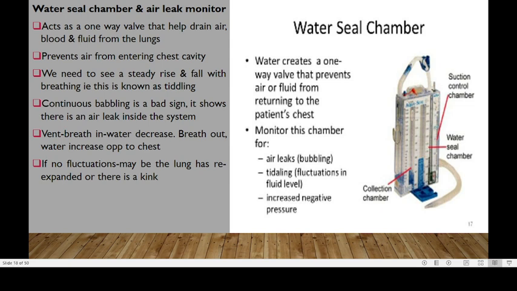On the vent, we know that when you breathe in, water decreases. When you breathe out, water increases. Remember, this will be opposite for a chest tube. If there is no fluctuation, maybe the lung has either re-expanded or there is a kink. So the water creates a one-way valve that will prevent air or fluid from returning to the patient's chest. As you continue with the procedure, you need to monitor for air leaks through the bubbling, the tidaling, that is fluctuations in the fluid level, and the increased negative pressure.